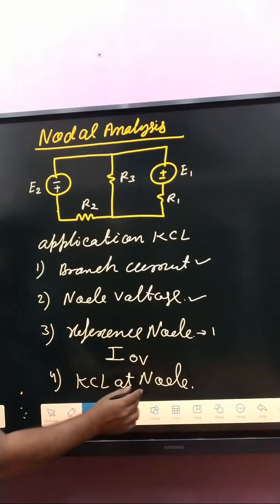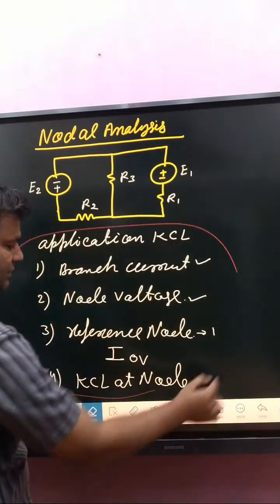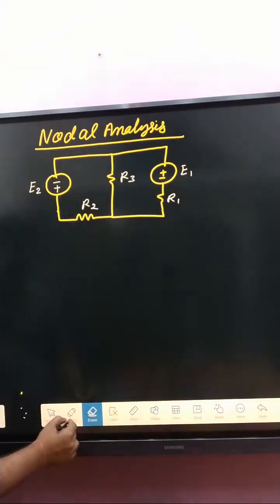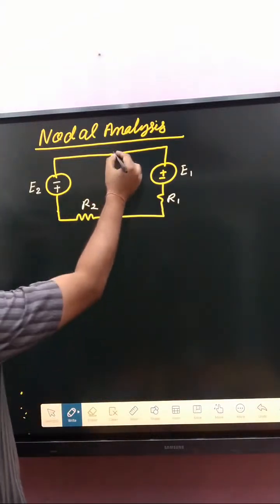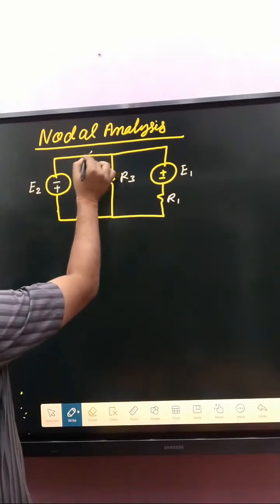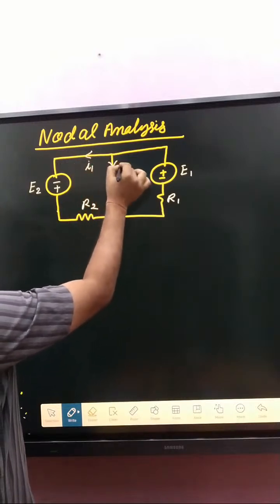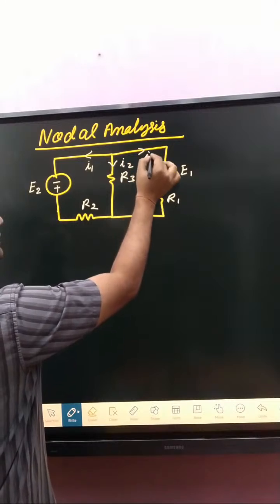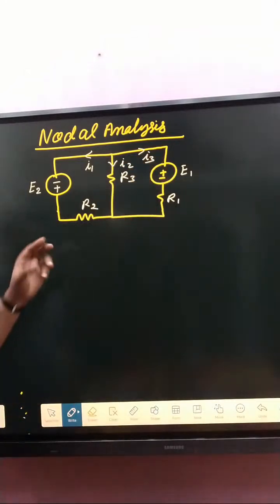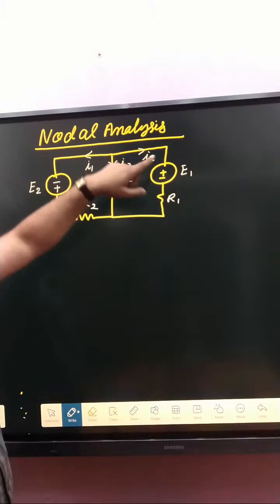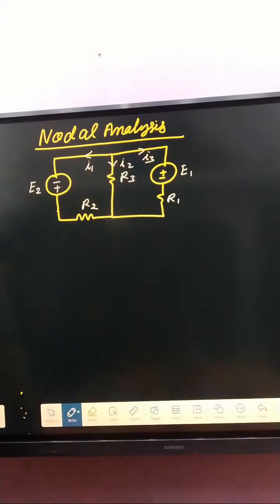So how can we do it? Suppose the question is like this. First of all, the branch currents: here I1, here I2, and here I3. There are 3 branches, so we have considered I1, I2, I3.